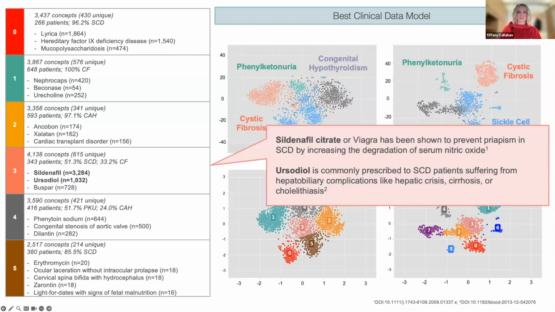So the second sickle cell disease cluster, again using only clinical data, showed sildenafil citrate, or Viagra. We know from the literature that this drug has been shown to prevent priapism in sickle cell disease by increasing the degradation of serum nitric oxide. Urocidal is also commonly prescribed to sickle cell disease patients suffering from hepatobiliary complications, so things like hepatic crisis, cirrhosis, or cholecystitis.